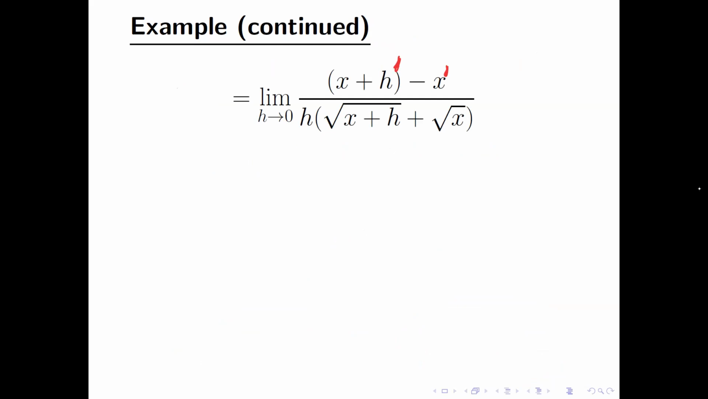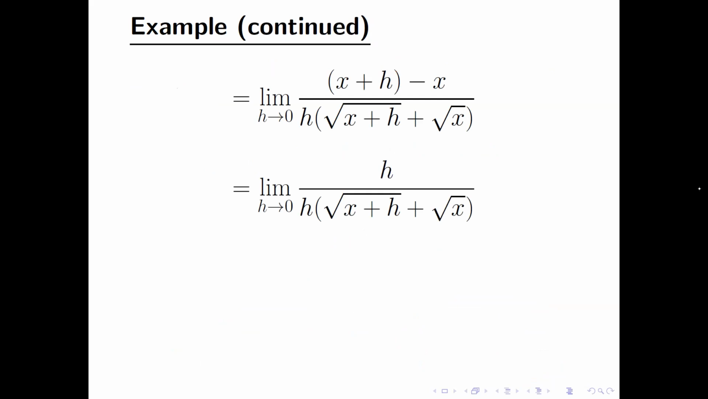And now from here, we may go straight away, and in our numerator, this x and this x will take care of each other. So we are left with the h. And one may see that we have the h in the denominator. So this h will divide this h. So we are left with 1 over the square root of x plus h plus the square root of x.